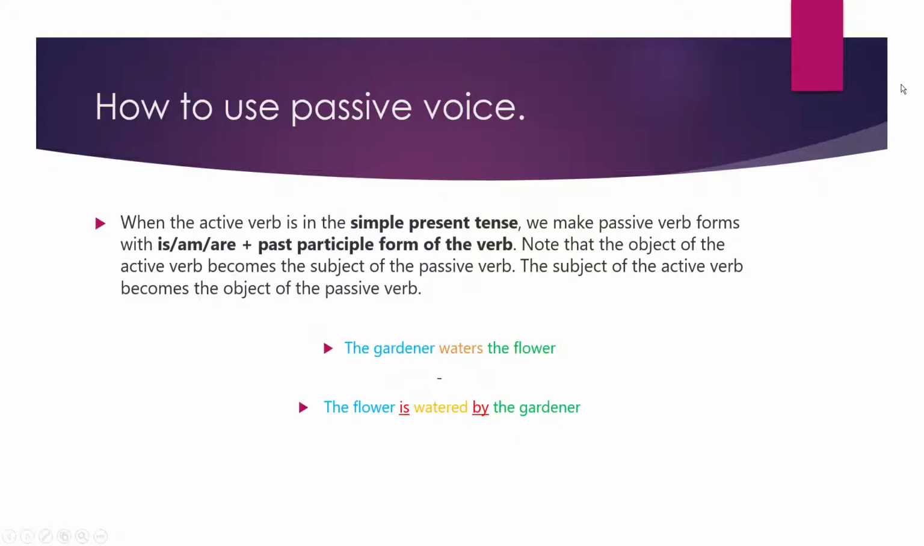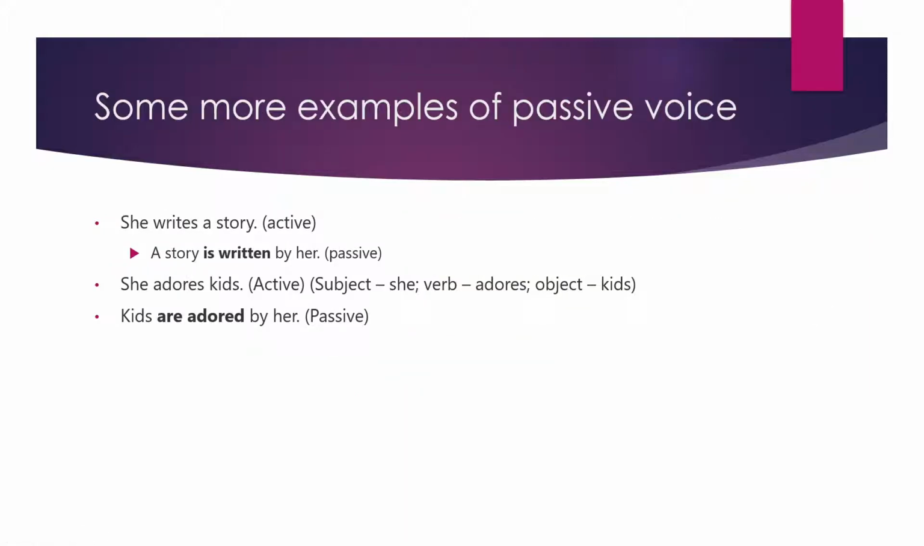And now when we're using passive voice, we always use by when we're using simple present. So the flower is watered by, and now our original subject becomes the object. So the flower is watered by the gardener. The flower is watered by the gardener.